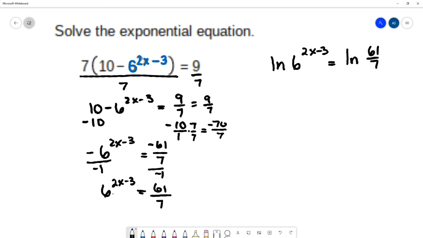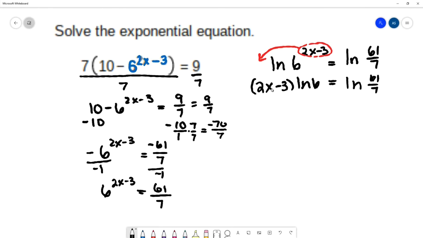of 61 over 7. Now that I've done the natural log on both sides, I can use the power rule for logarithms and move that exponent to the coefficient. That gives 2x minus 3 times natural log of 6 equals natural log of 61 over 7. So now I've got that variable out of the exponent. So once the variable is out of the exponent, I'm using my algebra skills to solve for x.